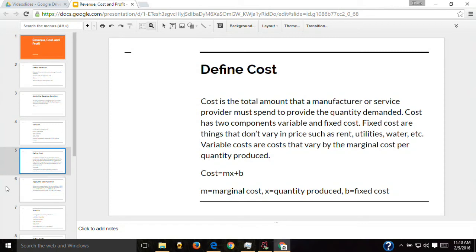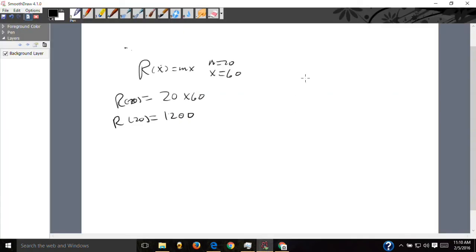So my function here, cost is equal to mx plus b. Or I can rewrite this on my board. Another way to write that is cost, C of x, is equal to variable cost plus fixed cost, which is the same as saying mx, which is the variable, plus b, fixed cost. Okay?